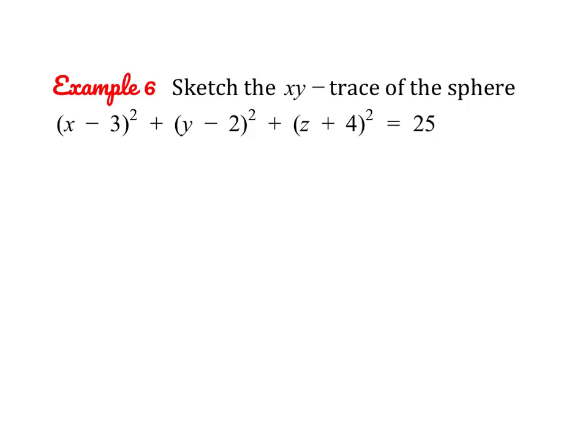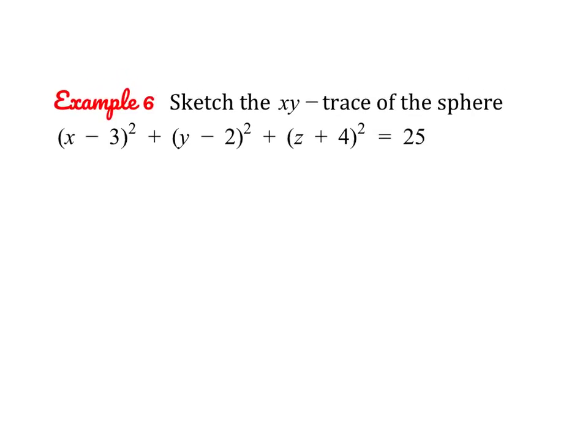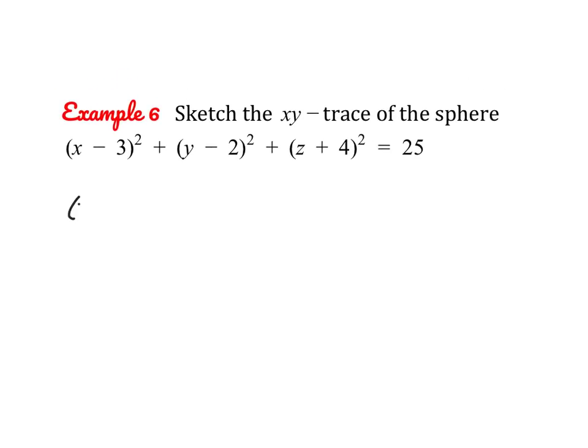So let's see if we can sketch the trace of this sphere, the xy trace. They want to know what is the equation of the circle that's created when my sphere hits the xy plane. So let's first sketch out a quick graph of this sphere. We know that the center is going to be at 3, 2, -4, and our radius is going to be 5.